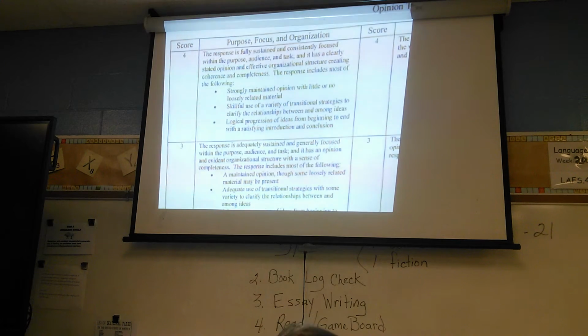It's not as strong. Okay, organization: writing in paragraphs that are indented, knowing how to write a paragraph with a main idea sentence, evidence and elaboration.